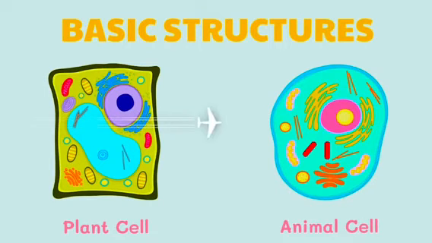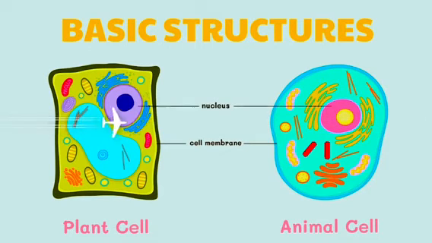Shape. Most of them have common structures. The cells of animals, plants, and related organisms have three basic structures: the cell membrane, nucleus, and cytoplasm.